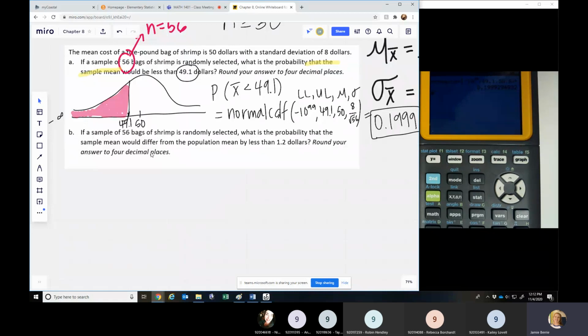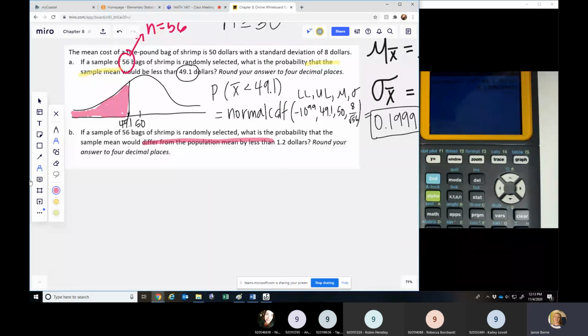I wanted to cover this one because I do have one like this on the quiz, and I'll explain what I mean by one like this whenever I get to this part. It says, if a sample of 56 bags of shrimp is randomly selected, what's the probability that the sample mean would differ from the population mean by less than $1.2? Round your answer to 4 decimal places. So I do have one on the quiz that asks this question, what's the probability that it would differ from the population mean by less than?